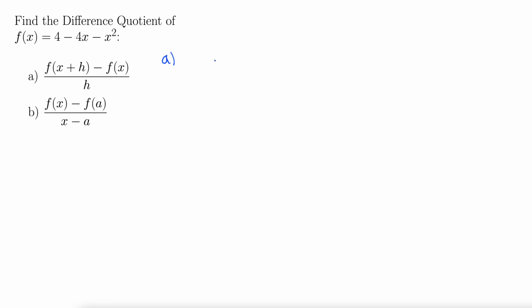Okay, so part A. So f of x plus h means every time we see an x in the function f of x, we plug in x plus h right there in parentheses. So that gives us 4 minus 4 times x plus h minus x plus h quantity squared. Okay, and then minus, and then we just subtract off the whole original function. Okay, so parentheses here, 4 minus 4x minus x squared.